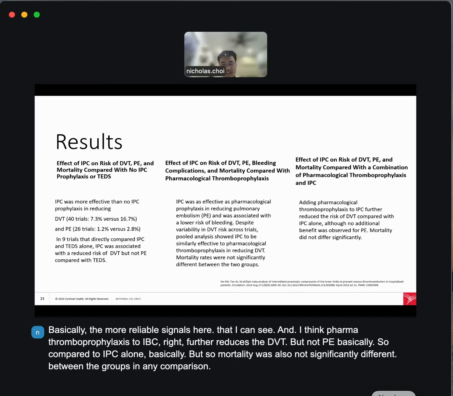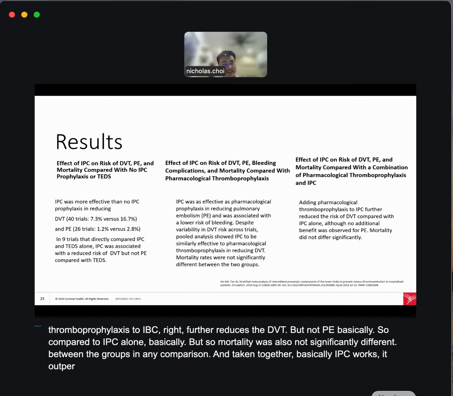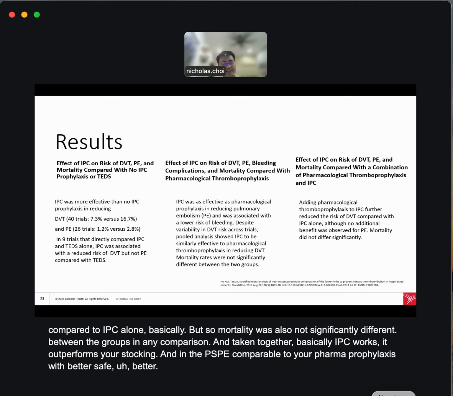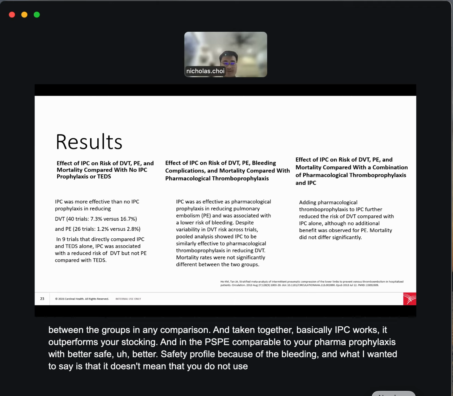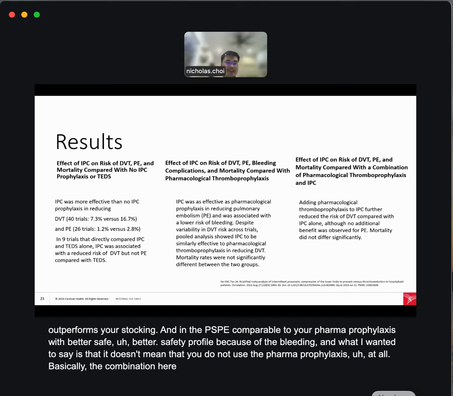And taken together, IPC works, it outperforms your stockings, and it appears PE comparable to your pharma prophylaxis with a better safety profile because of the bleeding. And what I want to say is that it doesn't mean that you do not use the pharma prophylaxis at all. The combination here is more protective than either alone.